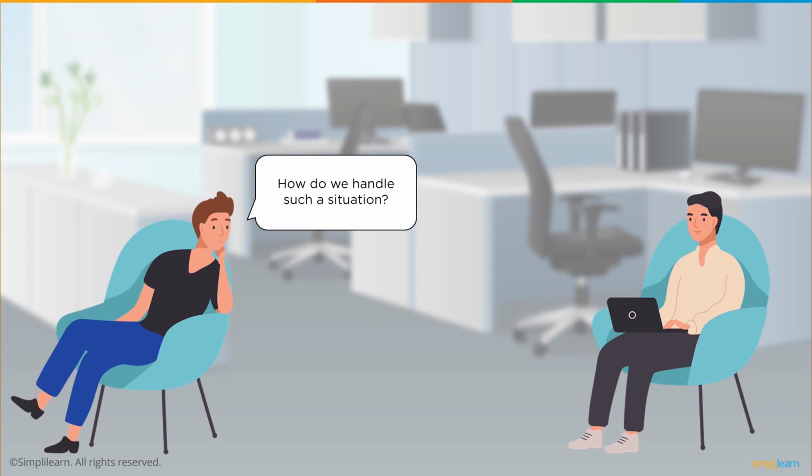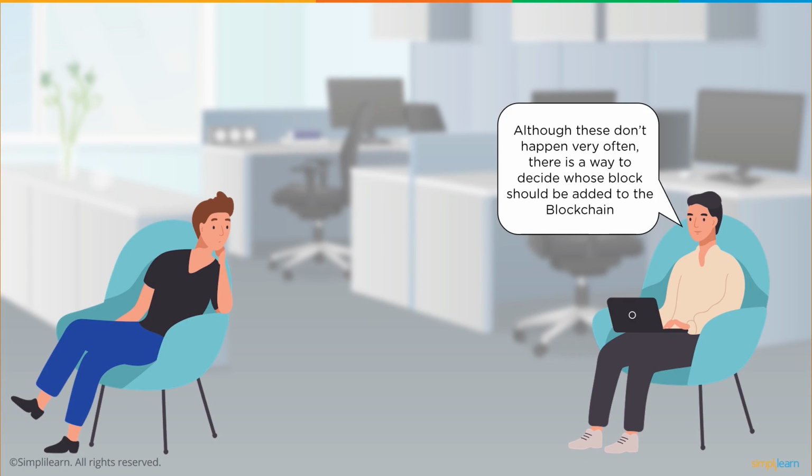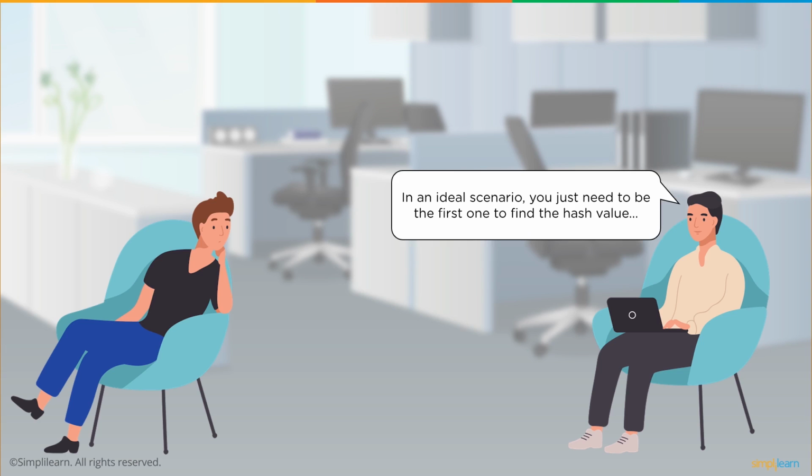Interesting. Imagine if you and I were miners and we both add a block to the blockchain at the same time. How do we handle such a situation? So although this does not happen very often, there is a way to decide whose block should be added to the blockchain. In an ideal scenario, you just need to be the first one to find the hash value. You need to be the first miner to generate that hash value and win the block.